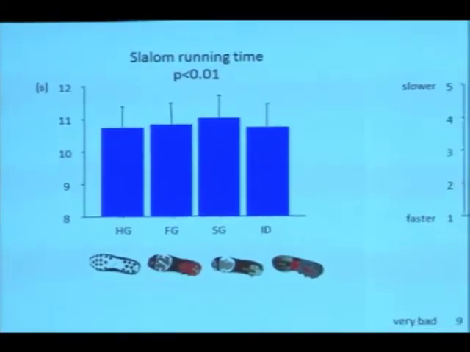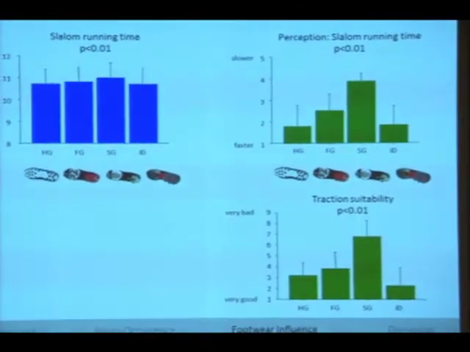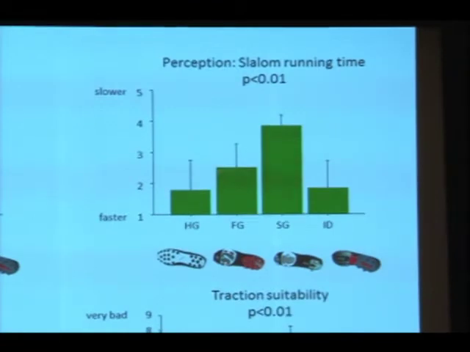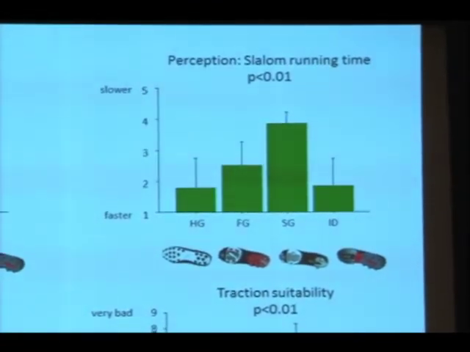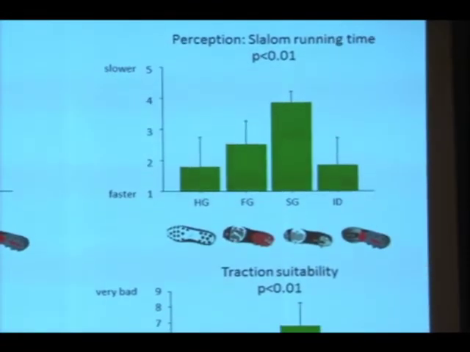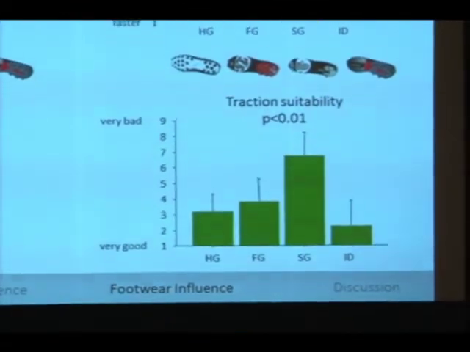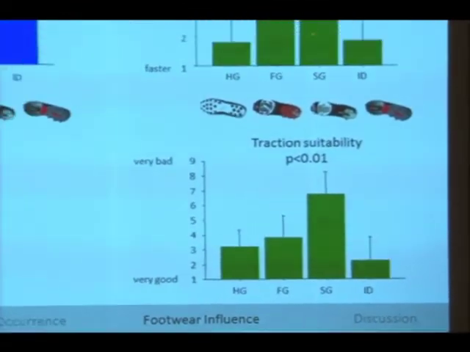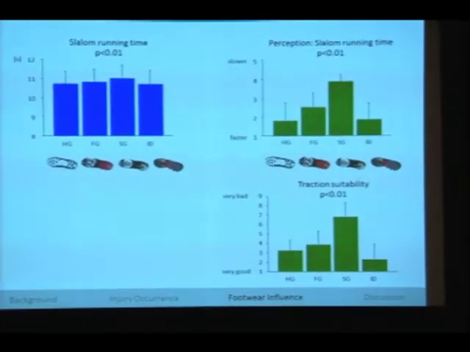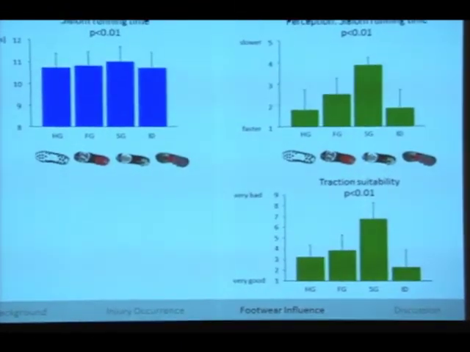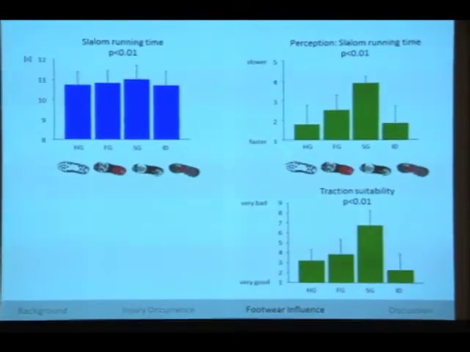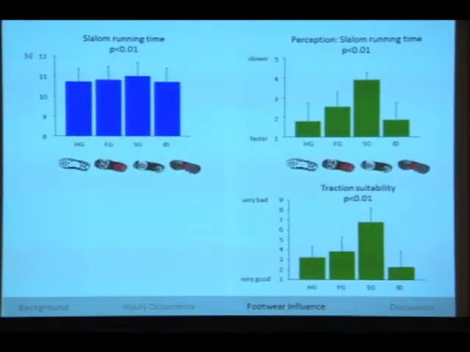When we come to the players' perception, how they feel about it, then we see that they were pretty much reflecting, in this case, the objectively measured data, that they perceived the soft ground design to be the slowest one and the firm ground to be the second slowest one. And same for traction suitability, this was unsuited.